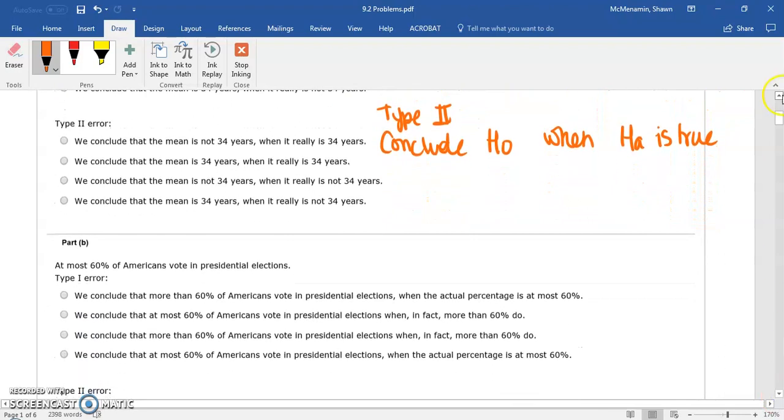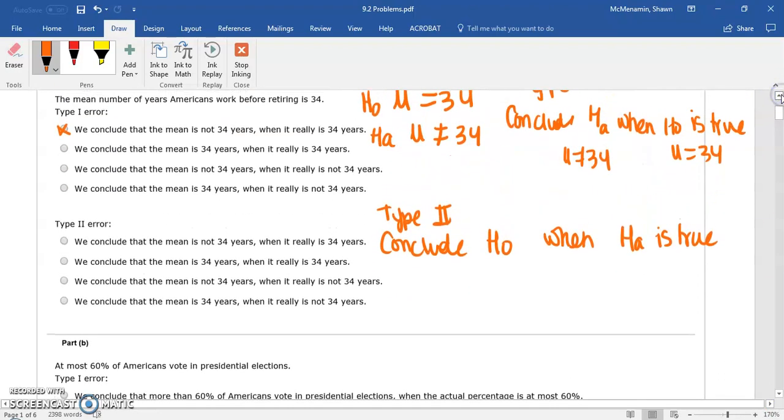So you're concluding H naught, that the mean equals 34, when in reality the mean is not 34. So concluding that the mean is 34 when it is not 34 is right here. Conclude that the mean is 34 when it really is not 34. So it's this one.